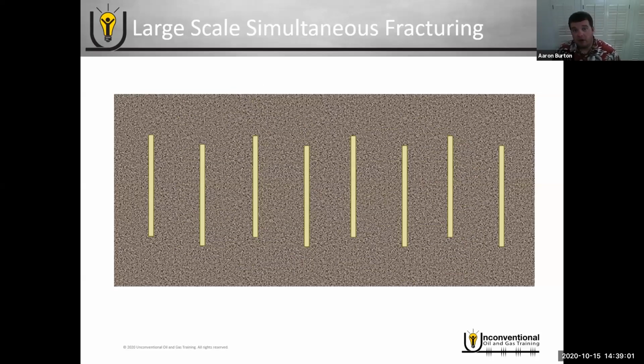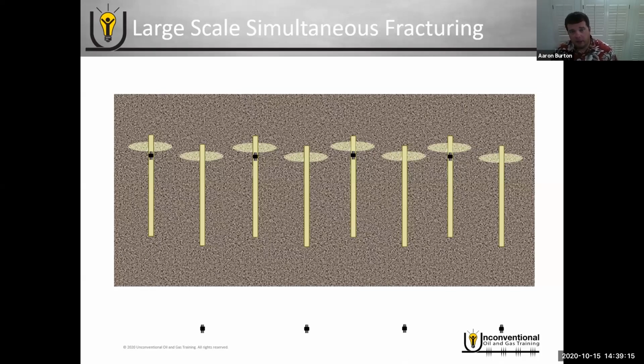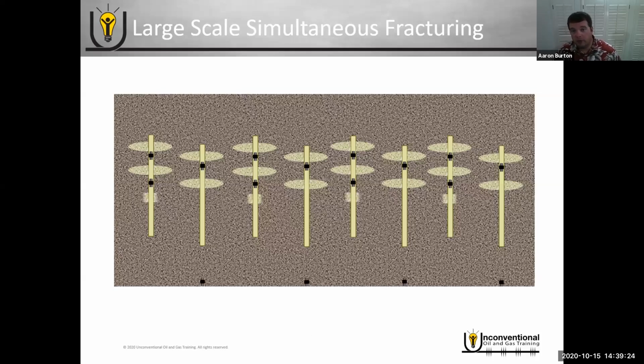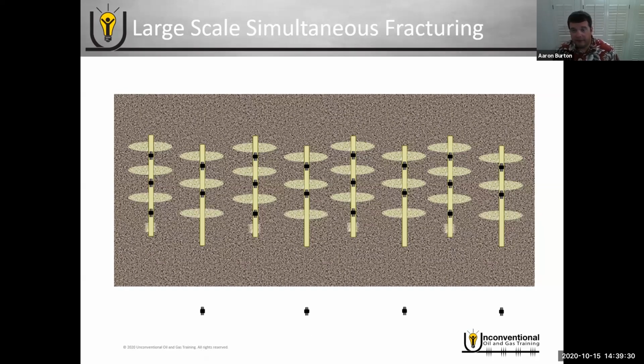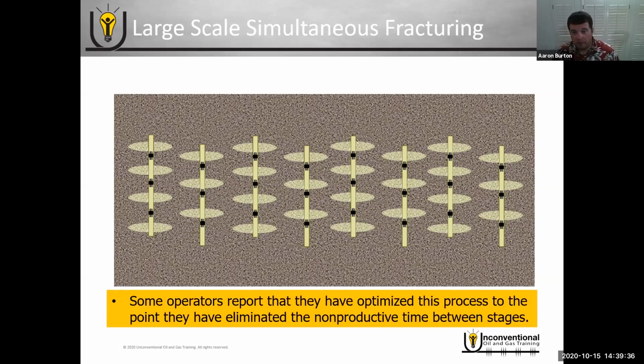Now, this can also be applied on a large scale, and in the U.S. it's pretty common now to have this applied on a large scale. So you can have a large number of wells. You can also bring out multiple frac crews, multiple wireline crews, and then you can really start improving your efficiency and maybe even eliminating it completely by switching over these services between multiple wells. So we've gotten very, very good at reducing the amount of downtime and the overall efficiency with plug and perf over the years. And it's to the point where at least some operators report publicly that they've optimized the process to the point where they actually have eliminated the non-productive time between stages.